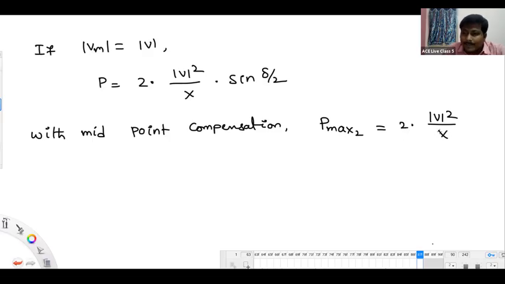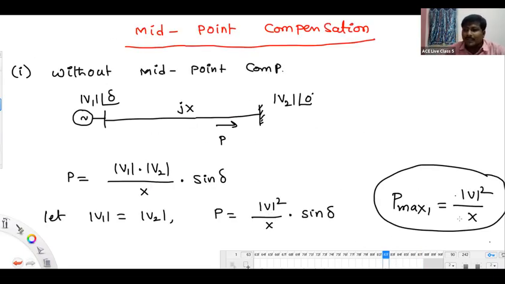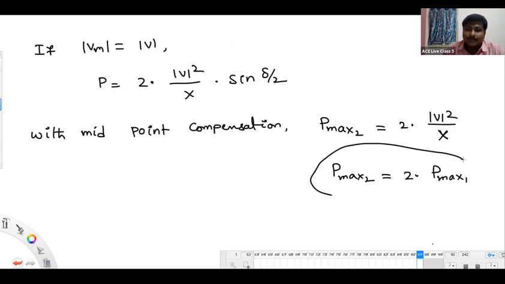And already we have the P maximum 1, right? How much is that P maximum 1? Mod V square by x. Now, P maximum 1 value was mod V square by x. So finally, what you can write from this is P maximum 2 is double the value of P maximum 1. Right? So maximum power transfer capacity was almost doubled.